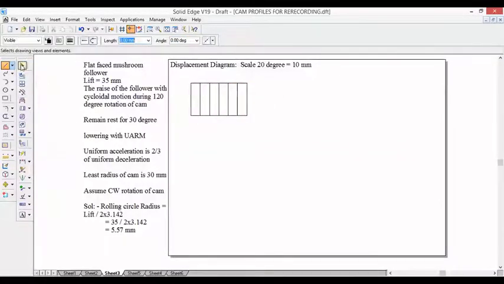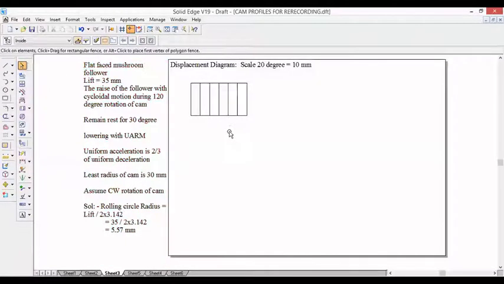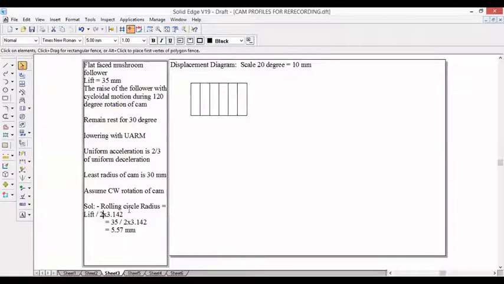Now to get the cycloidal motion profile, we need to draw a rolling circle. The radius of the rolling circle is calculated in the solution part. The rolling circle radius is equal to lift divided by 2 times pi. We know that the pi value is 3.142. The lift given in the problem is 35 mm, so 35 divided by 2 times 3.142, we get 5.57 as the radius of the rolling circle.